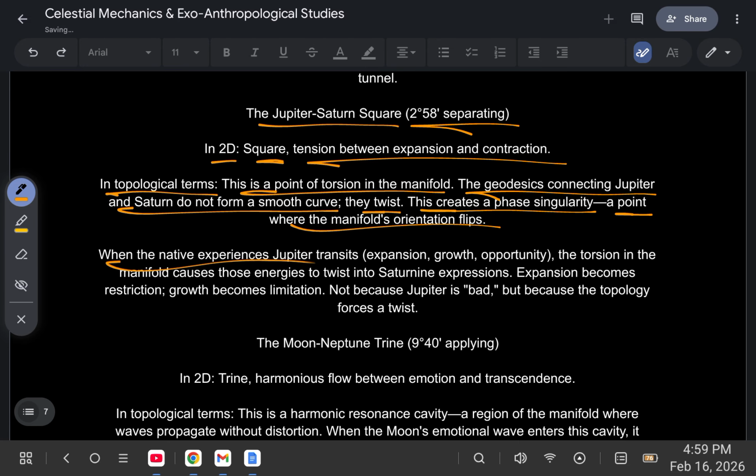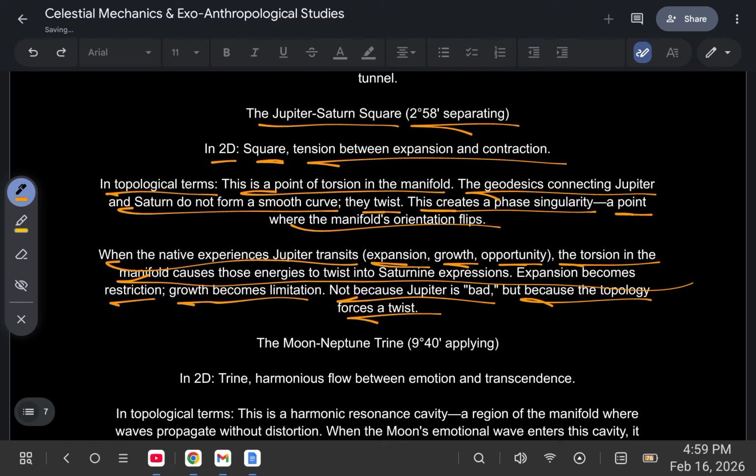When the native experiences Jupiter transits, such as expansion, growth, and opportunity, the torsion in the manifold causes those energies to twist into Saturnine expressions. Expansion becomes restriction. Growth becomes limitation. Not because Jupiter is bad, but because the topology forces a twist.